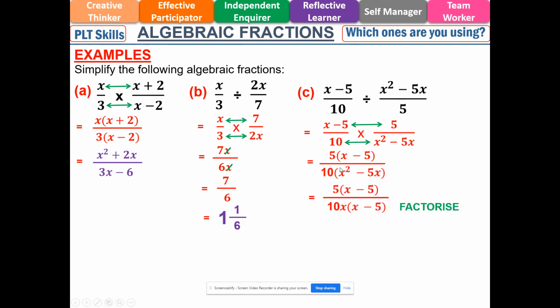Notice we can factorize x squared minus 5x and we've done it because we noticed x minus 5 is a common factor. Once factorized, we can cancel them down or simplify or divide by x minus 5 on both sides, which gives us 5 over 10x. I can further simplify them by dividing by 5 on both sides, which gives us 1 over 2x.